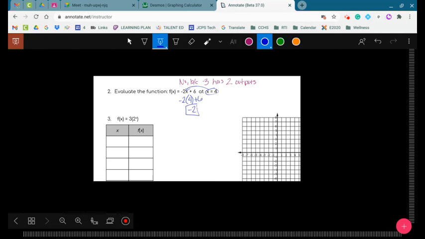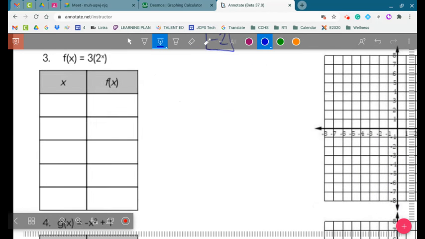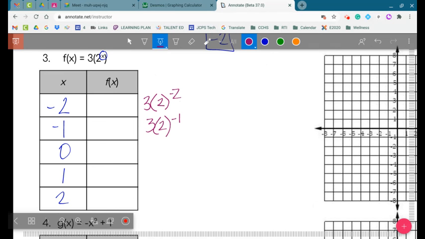Okay, so let's go down to these. We're going to do our x's, and then I'm going to replace all of these little x's with my values. So 3 times 2 to the negative second, 3 times 2 to the negative first, 3 times 2 to the 0, 3 times 2 to the first, and 3 times 2 to the second. I'm going to show you how to do it in Desmos, though, because I do not have a graphing calculator on my device.